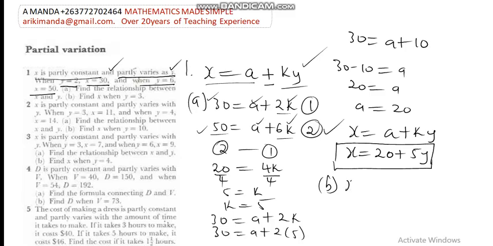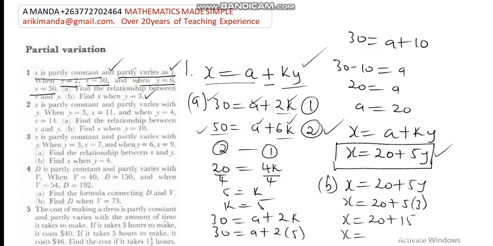We are done. Part B of the question says find x when y is 3. We make use of the same equation. X is equals to 20 plus 5y. X is equals to 20 plus, in place of y, we write a 3, because we are given y as a 3. So x is equals to 20 plus 5 times 3, plus 15. So our x will be 20 plus 15, plus 35. This is our answer. We are done.